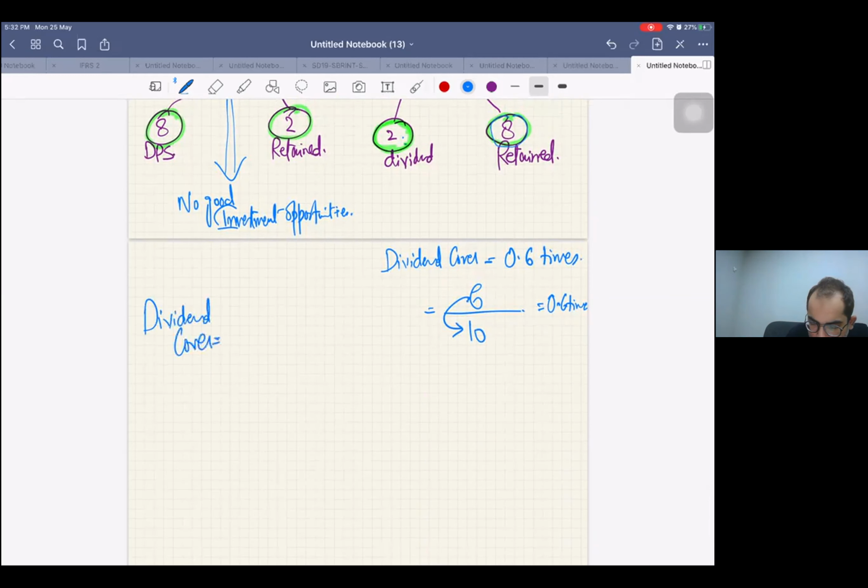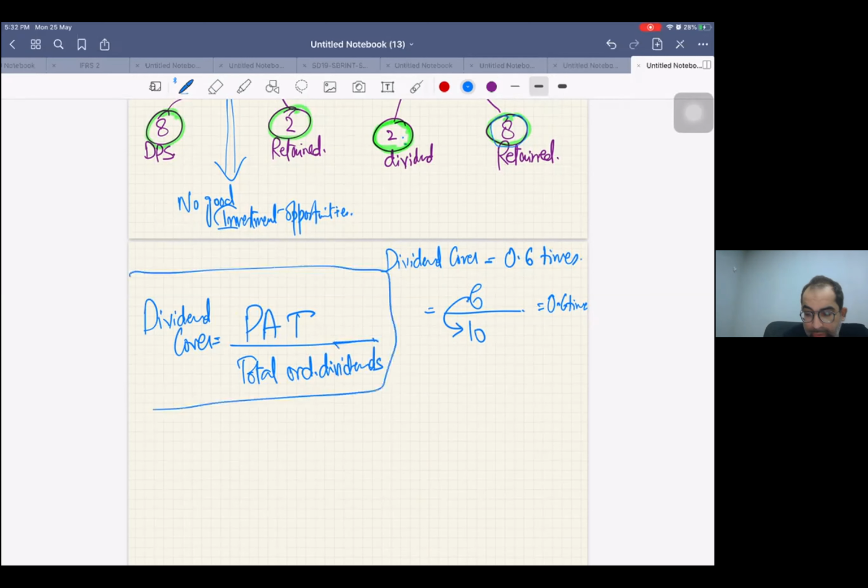Dividend cover is equal to total earnings, meaning profit after tax, PAT, divided by total ordinary dividends. So this formula is also used for dividend cover when per share dividends are not given.